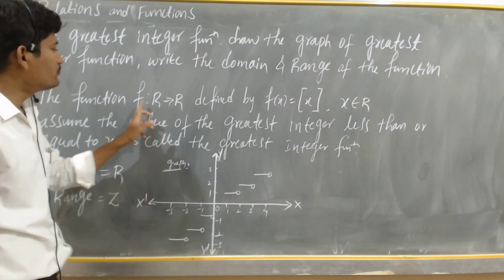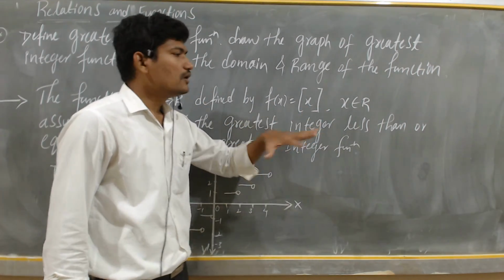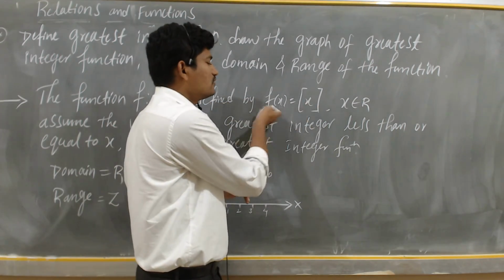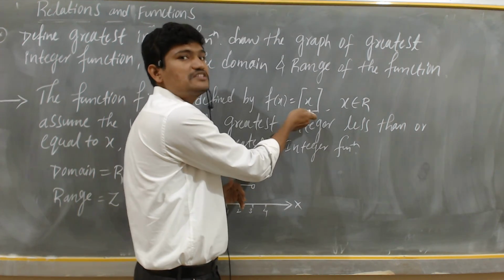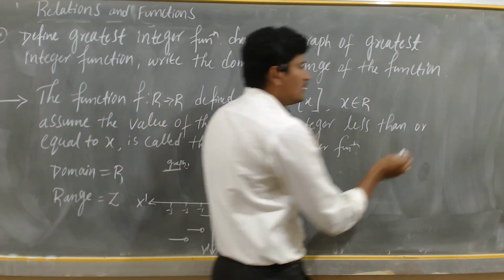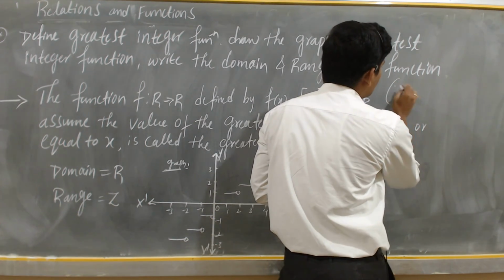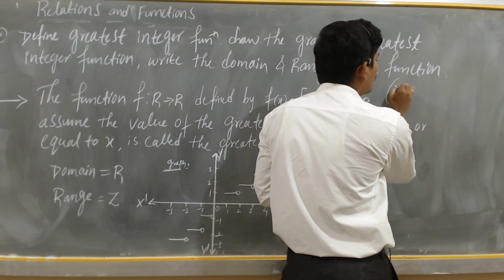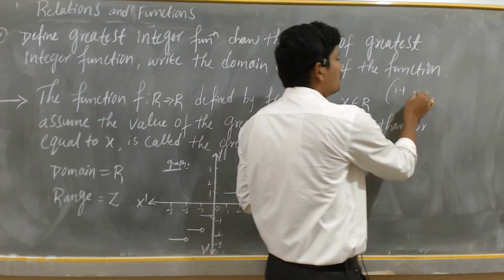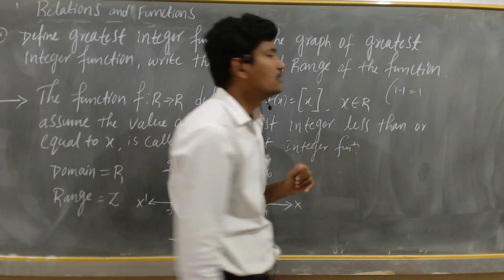The function f from R to R defined by f of x equal to step of x. Listen here, the speciality of f of x equal to this, we call it a step of x. The speciality of this step of x is, see, listen here students. Just for your convenience, if you take x value 1.1, we will consider 1 only.